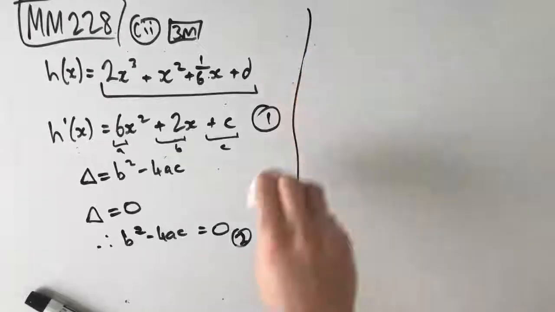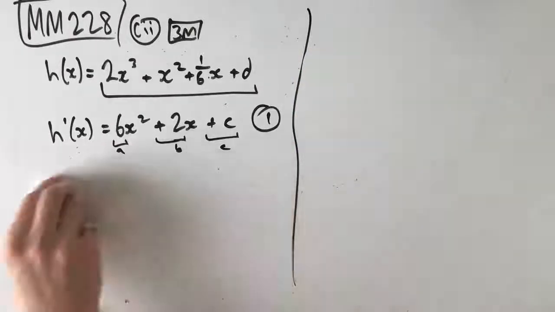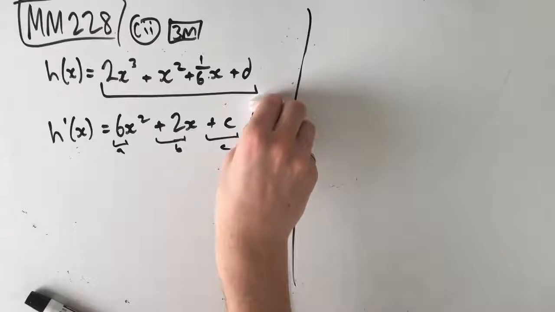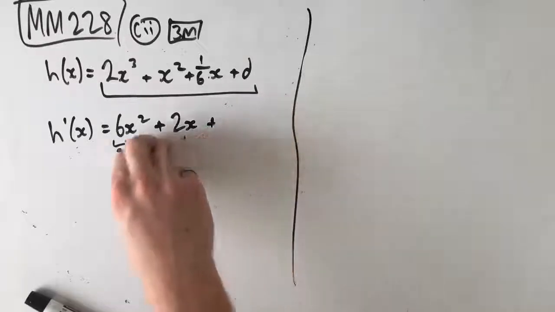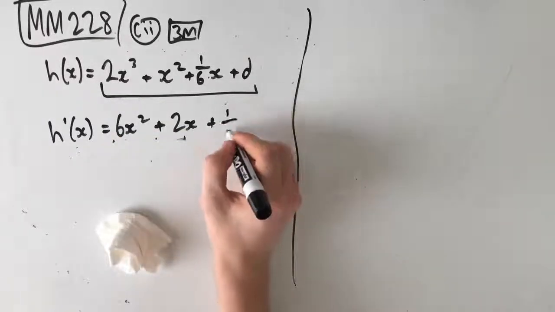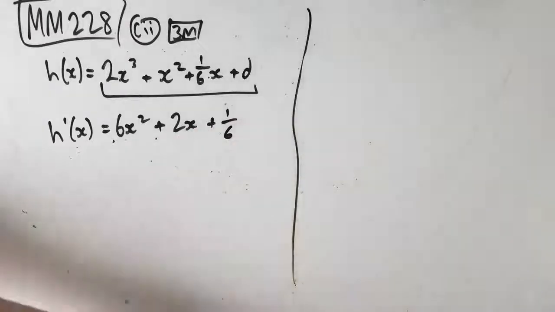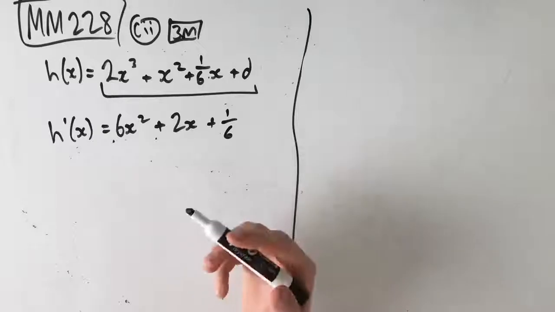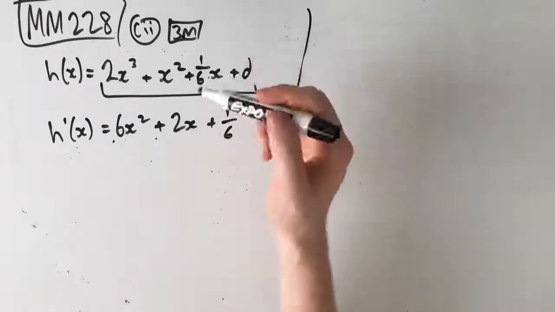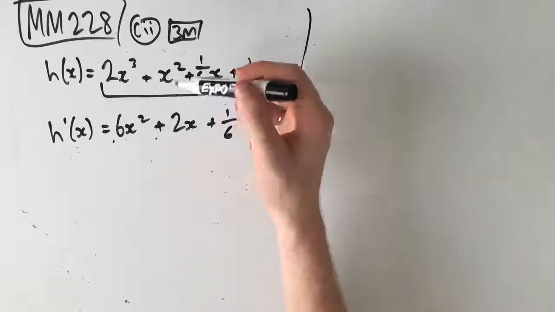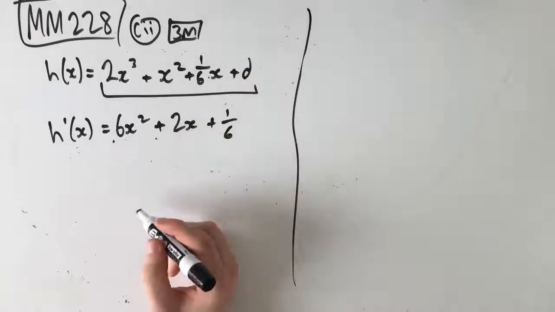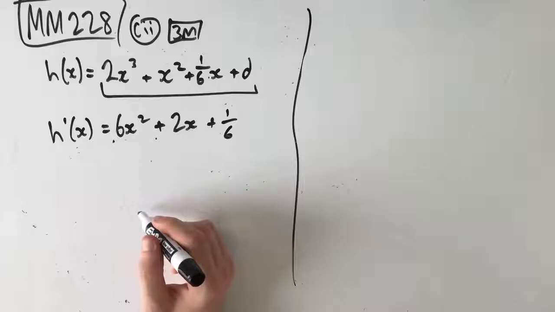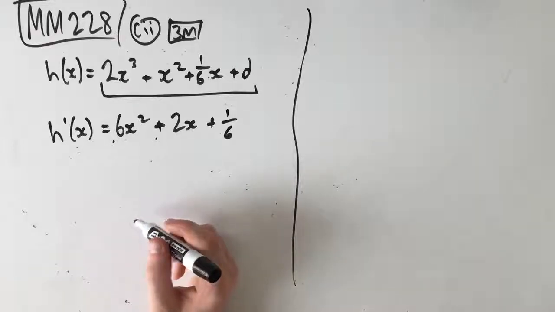I'll just replace c with 1 on 6. So we still know that our derivative function is 6x squared plus 2x plus 1 on 6, now that we've found c. So if this stationary point occurs at the intersection of a function and its inverse, that means that the x value is going to be exactly the same as the y value, right?